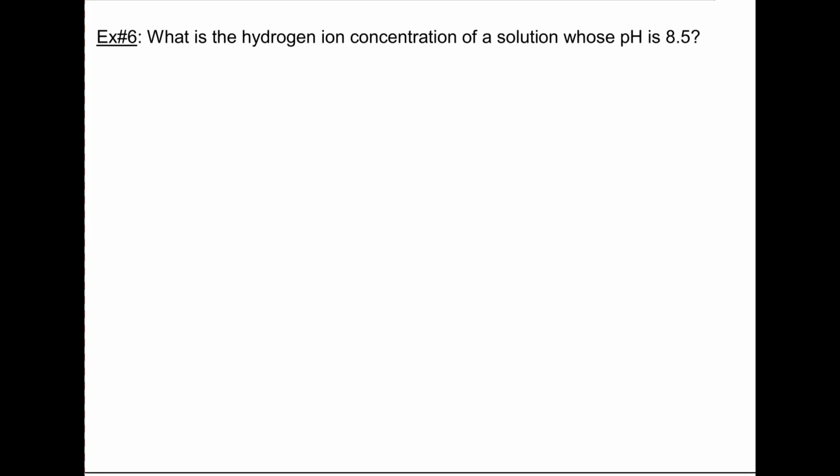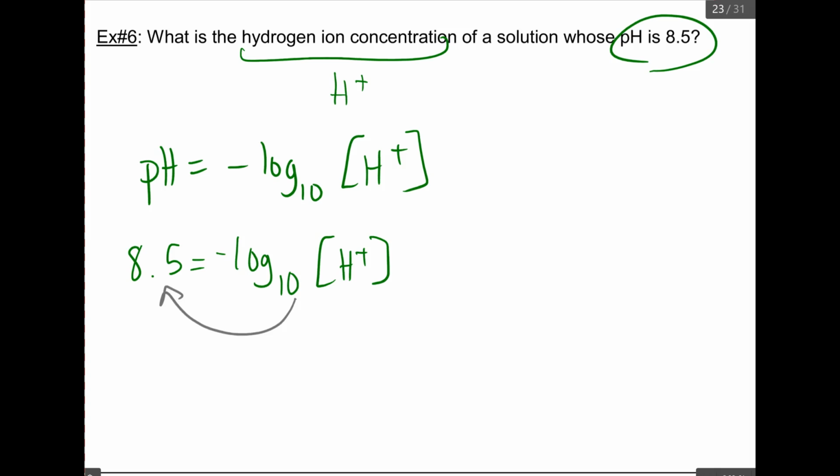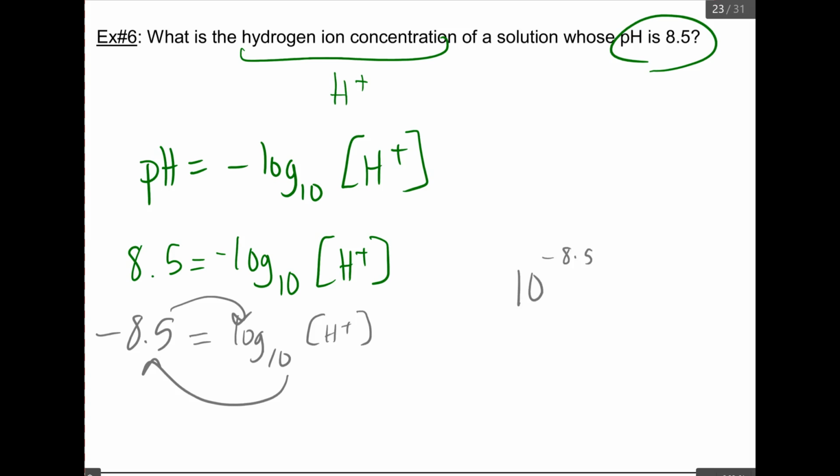Okay. Example 6. What is the hydrogen ion concentration of a solution whose pH is 8.5? So what are we looking for? We're looking for that H plus. I know pH is equal to negative log base 10 of H plus, so I'm trying to solve for H plus. So the pH is 8.5. Let me move the negative to the other side before I do that. So I have negative 8.5 equals log base 10 of H plus. Now I can move it over. So I have 10 to negative 8.5 is equal to the H plus concentration, the hydrogen ion concentration. So I see that the concentration is 3.16 times 10 to negative 9. So this is a basic solution.